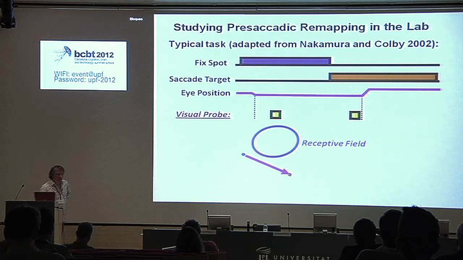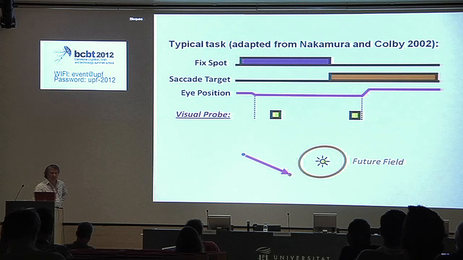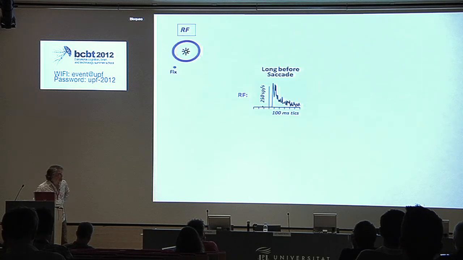We also flashed the probe at different locations, either in the classic receptive field of the neuron during initial fixation, or in the future field of the neuron, where that receptive field should be moving in relation to this particular vector of saccade. So I'll show you 4 different conditions that are randomly interleaved for each neuron.